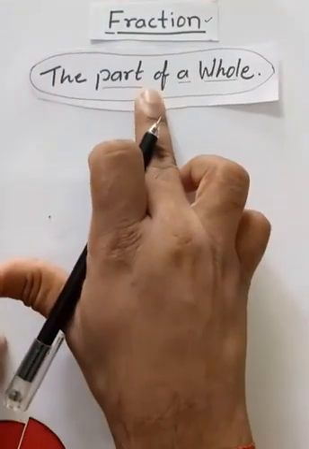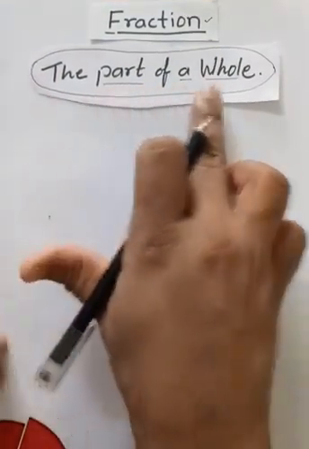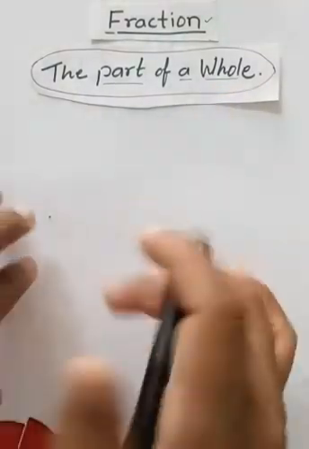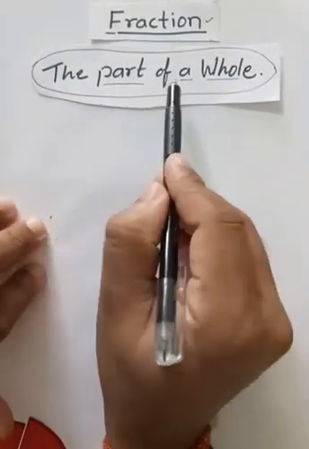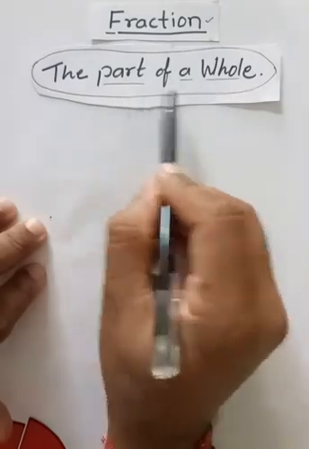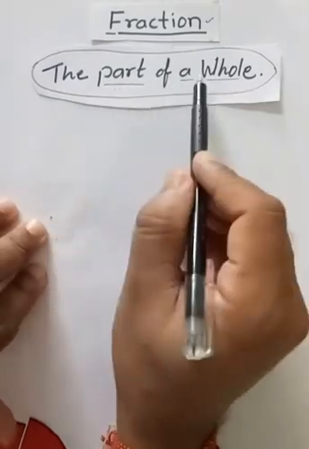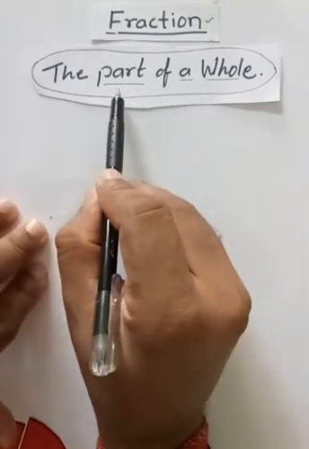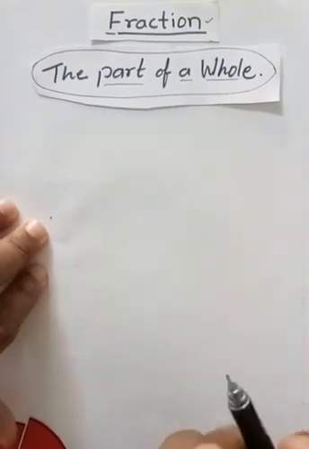The fraction, a simple definition. If I want to define the fraction, it's very simple. A fraction is called the part of a whole. Now look at the definition, it is very simple: the part of a whole. Two words here are very important. One is a part, another one is a whole. Now what is part and whole?